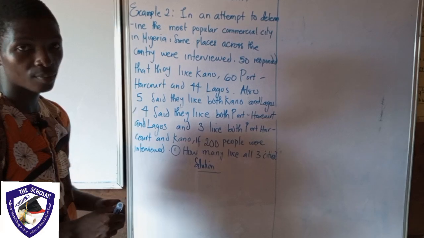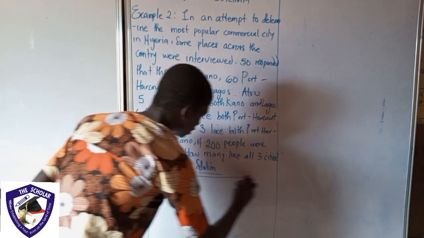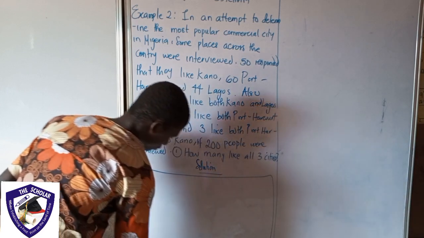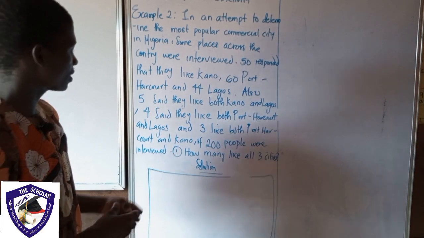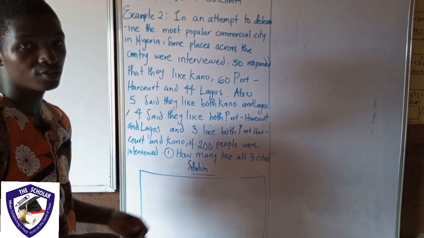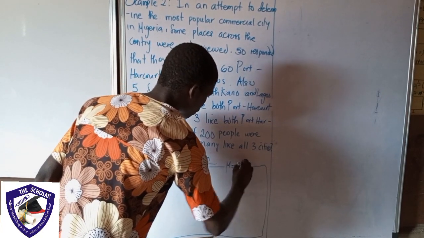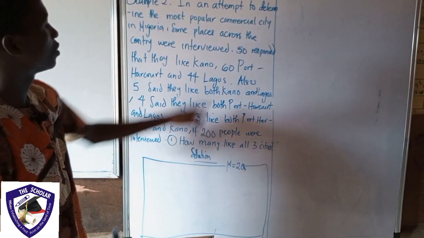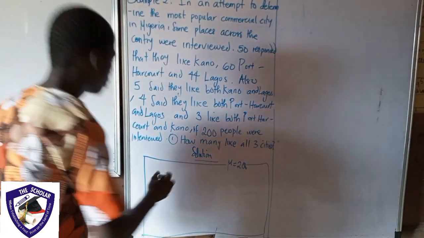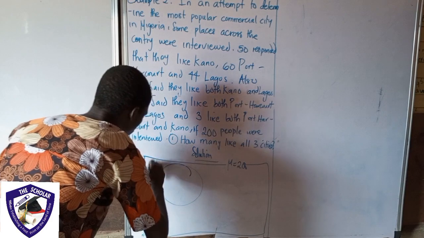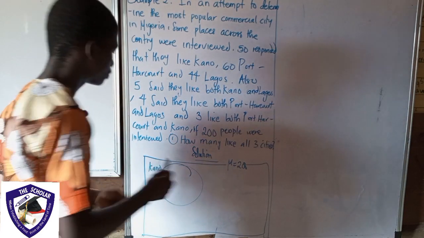The first thing is to interpret this in our Venn diagram, put all values in the Venn diagram, so you have this. The last statement in the question makes us understand that we have a universal set, which is 200. Now we have set A, which is our first city they interviewed, which is Kano. We have set B, which is Port Harcourt.